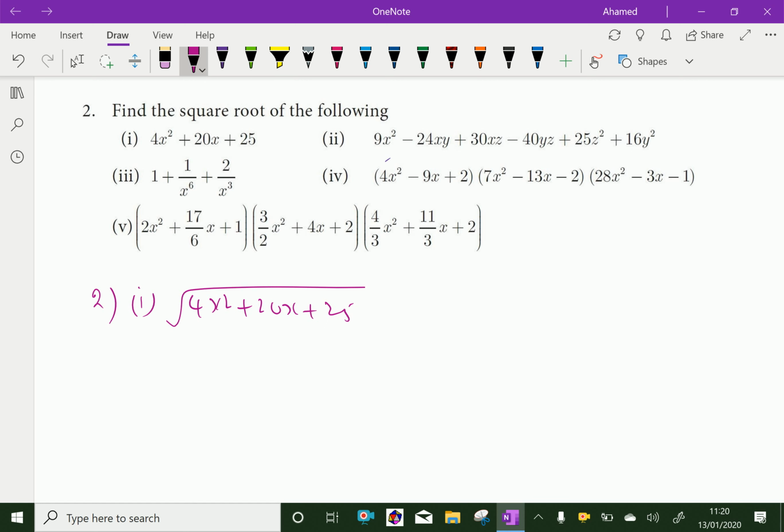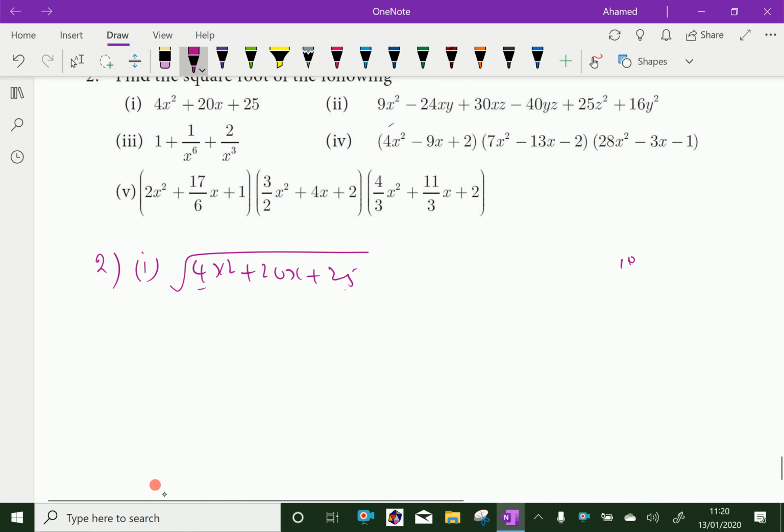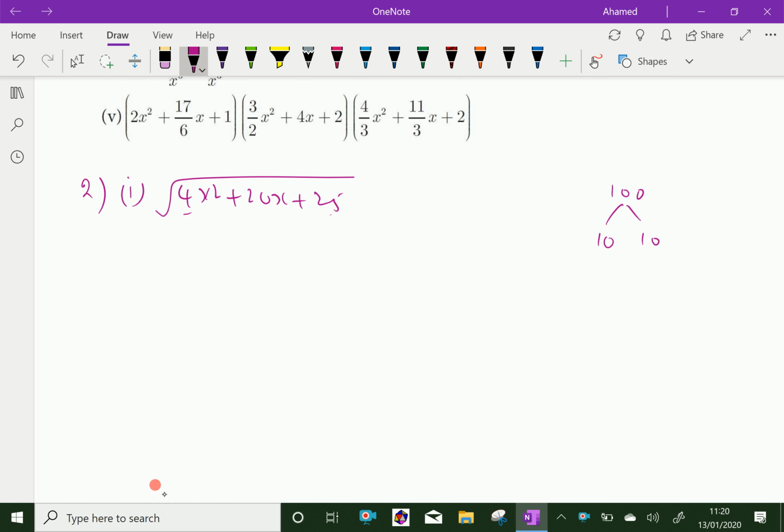This is a quadratic expression. So the first term has 4 and the last is 25. 4 into 25 is 100. Splitting 100 as 10 into 10. So the middle term is 20, that is 10 plus 10 is 20. So you can split it like 4x square plus 10x plus 10x plus 25.